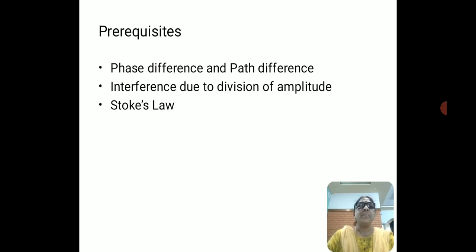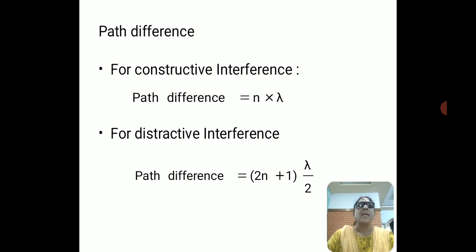So we need some prerequisites: phase difference and path difference, and also the interference due to division of amplitude and Stokes law. The path difference for a constructive interference is n lambda, and for a destructive interference the path difference is equal to (2n plus 1) lambda by 2.